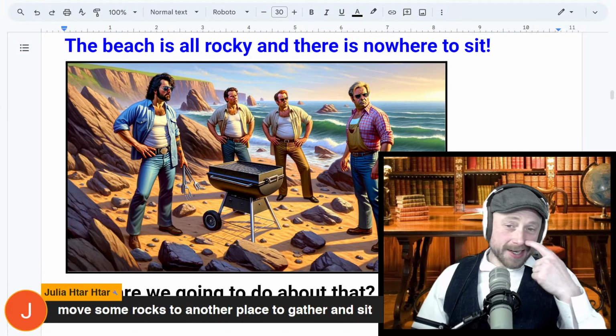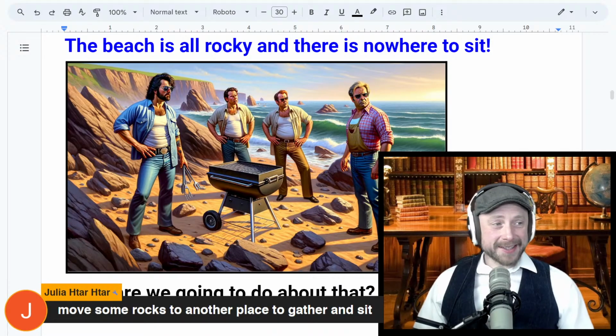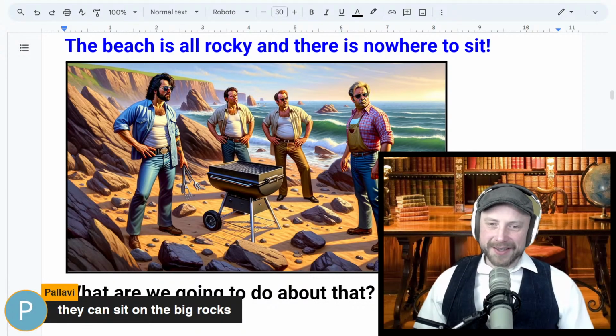Now, that's an interesting idea, Julia. We can move some rocks to another place to gather and sit. And that is true. That is a possibility. Oh, wow, Pallavi, well done. That is one of my suggestions. We could just sit on the big rocks.